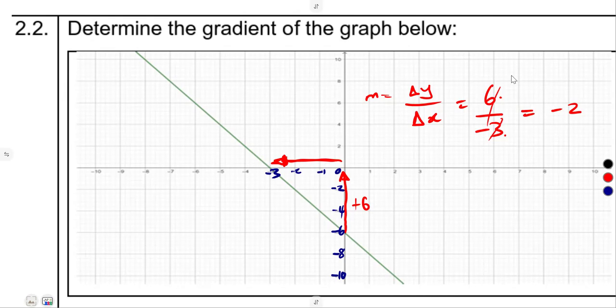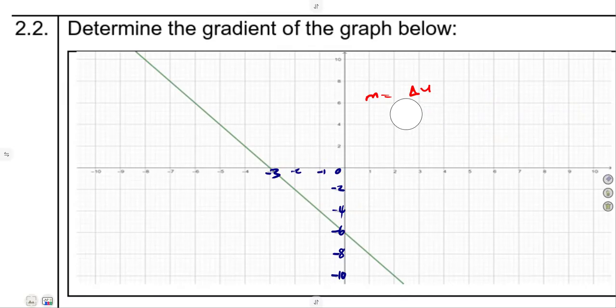All right. We just look into the graph and say, okay, this is it, guys. Change in y over the change in x, where we form a right angled triangle as we move like this. Or we can use points.